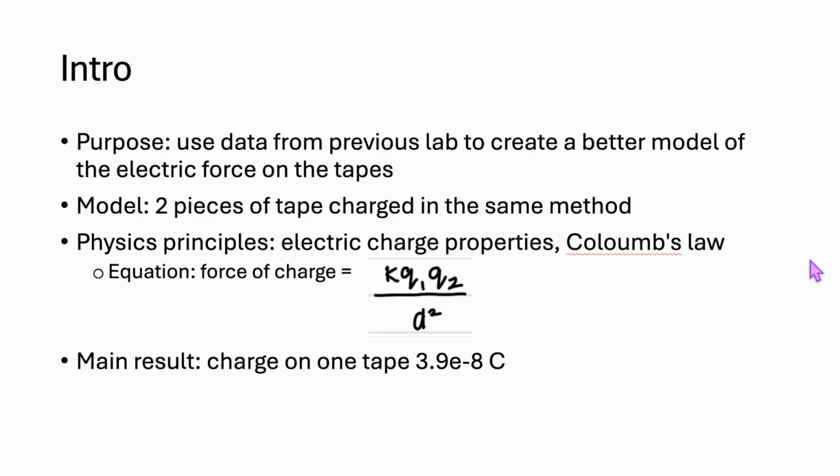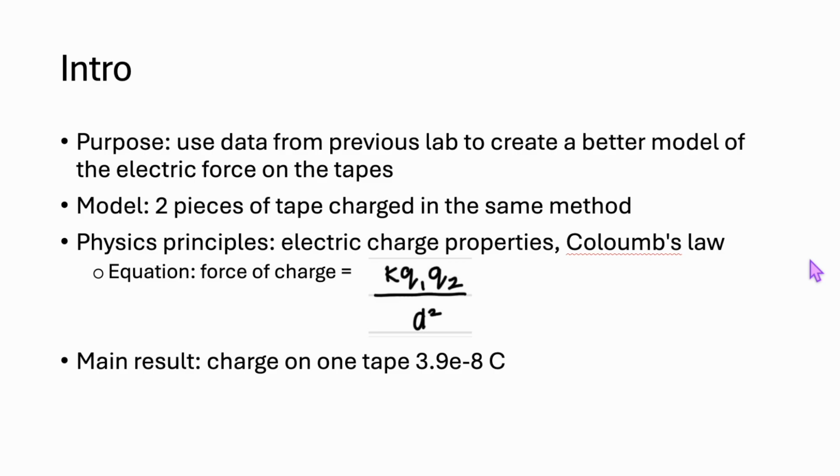So the purpose of this lab was to use the data from the previous lab to create a better model of the electric force on the tapes using a line charge instead of a point charge. The model is two pieces of tape that were charged in the same method, with one tape below the second tape. The physics principles involved in this lab are the electric charge properties, Coulomb's law, and the equation for the force of charge, which I wrote below, which is kq1 times q2 over d squared.